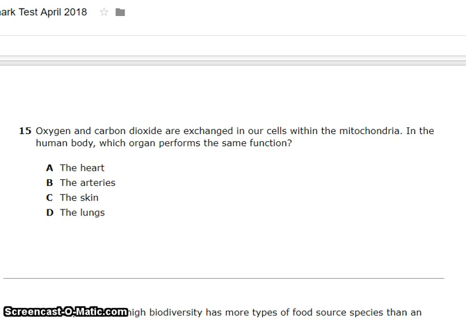Oxygen and carbon dioxide are exchanged in our cells within the mitochondria. In the human body, which organ performs the same function? A. The heart. B. The arteries. C. The skin. D. The lungs.